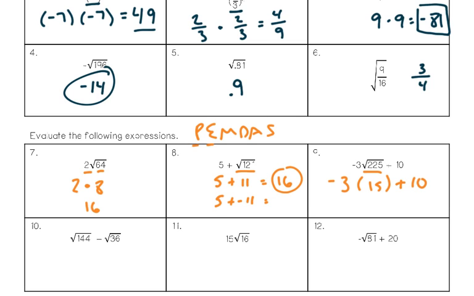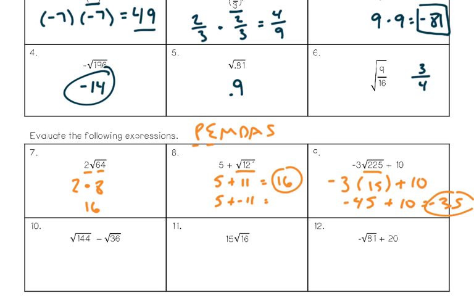So then we go order of operations. We do multiplication next. So negative 3 times 15 is negative 45. Remember, a positive times a negative is always negative. And then go up 10. So I'm down 45 feet underwater. I go up 10 feet. I am now 35 feet underwater. So negative 35 would be your answer to number 9.